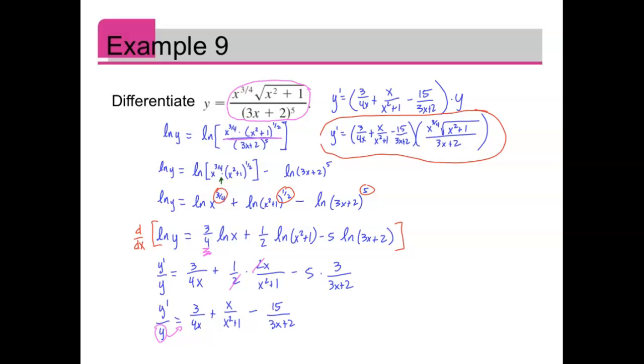Yeah, it's nasty looking, but it's much more straightforward to use this technique, so to take natural log of both sides and then differentiate, than it would have been to just try and directly differentiate and have to use like 5 rules to do it.